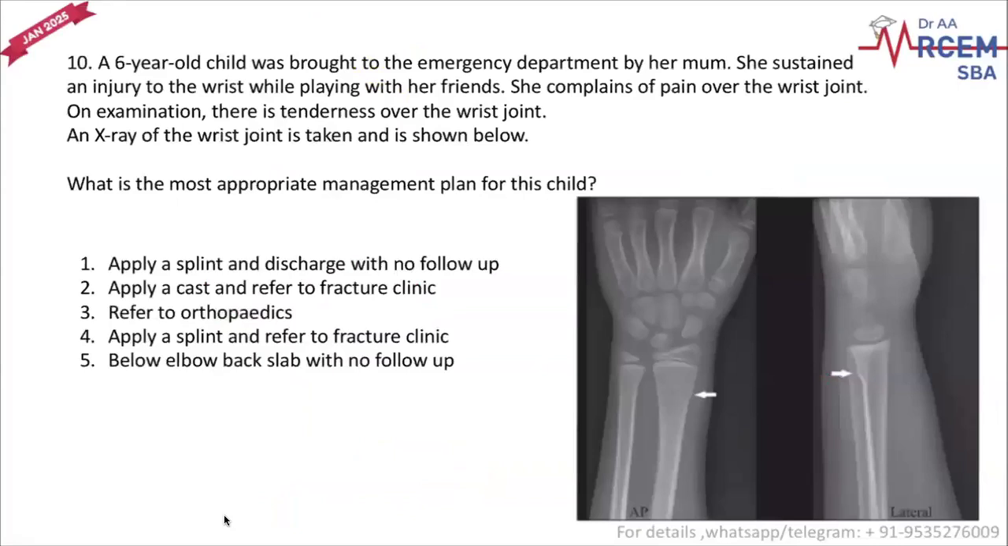A 6 years old child was brought to the ED by her mom. She sustained an injury to the wrist while playing with her friends. She complains of pain over the wrist joint. On examination, there is tenderness over the wrist joint. An X-ray of the wrist joint is taken and is shown below. What is the most appropriate management?